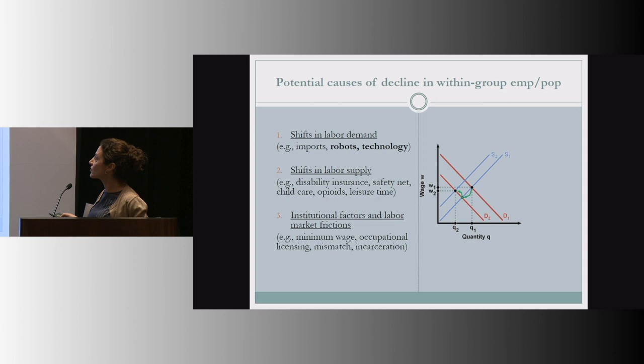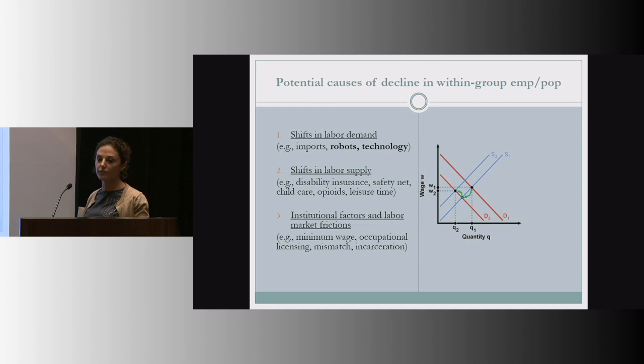Okay, there's also reasons why we might think supply has shifted backward. And then outside of this textbook model, we have institutional factors and labor market frictions, reductions in geographic mobility, increased occupational licensing, all these other things that are outside the framework, but people offer as explanations.